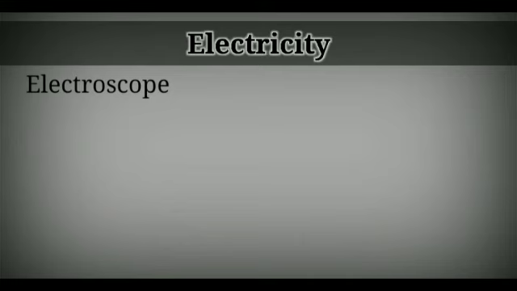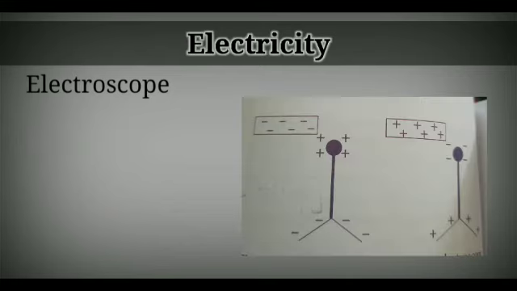Now let us see a simple electroscope. In a simple electroscope, two metal sheets are hung in contact with each other. They are connected to a metal rod that extends upwards and ends in a knob. Bring a charged object near the knob. Electrons will either move out of it or into it.